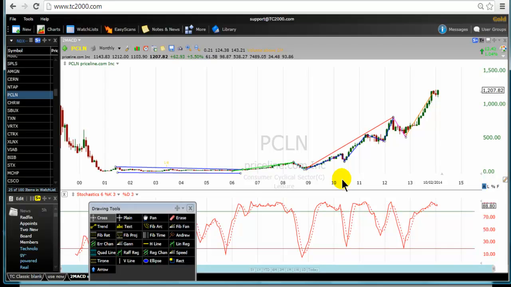Now, how do we combine the Elliott wave theory with the Pitchfork tool? How can we use the Pitchfork tool with wave trading? This is what we are discussing here.